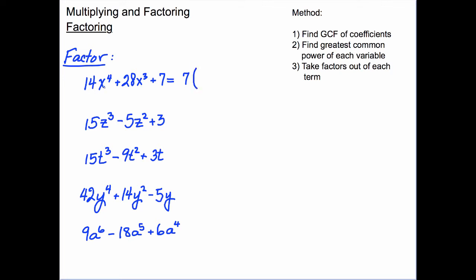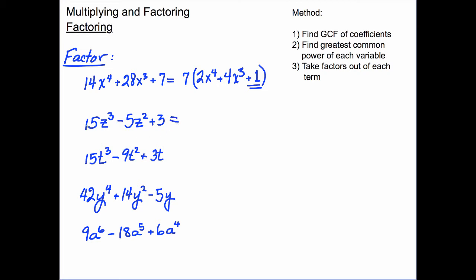7 times what equals 14x to the fourth? That's 2x to the fourth. 7 times what equals 28x cubed? That's 7 times 4x cubed. And then 7 times what equals 7? That's 1. And we need to remember to put that plus 1 in order to make this work out.